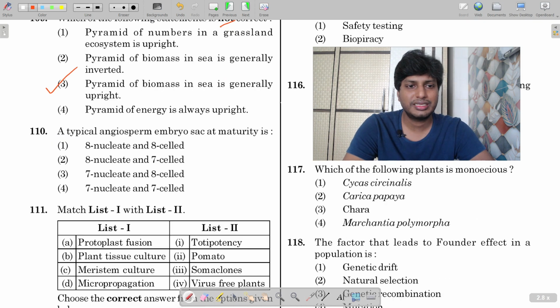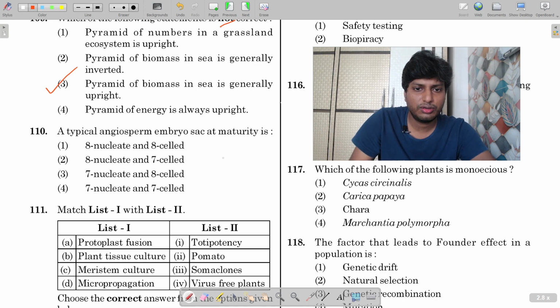The next question is, dear students, a typical angiosperm embryo sac at maturity is 8 nucleate 8 celled, 8 nucleate 7 celled, 7 nucleate 8 celled, or 7 nucleate 7 celled. So here, dear students, they are asking about the angiosperm plants. We all know angiosperms are flowering plants, and they are asking how many cells the embryo sac of the angiosperm has. If you clearly remember, dear students, there are 7 cells.